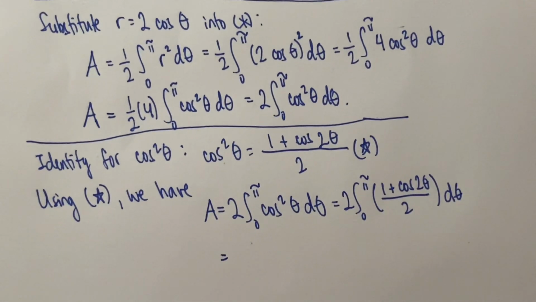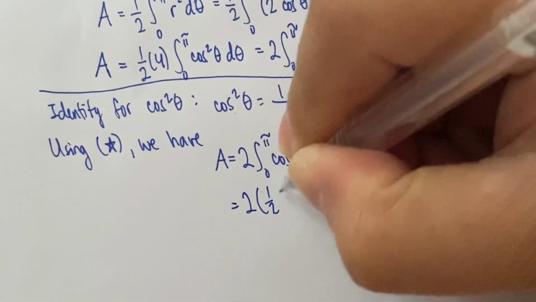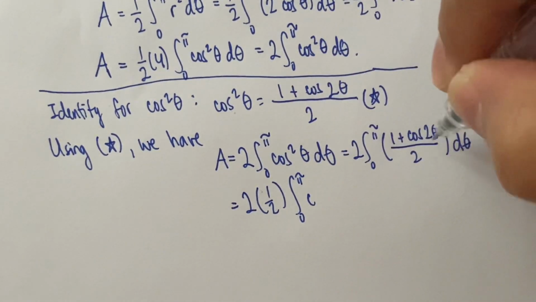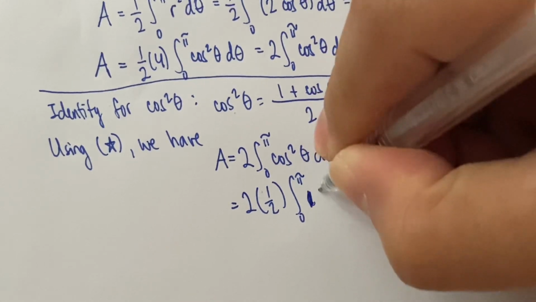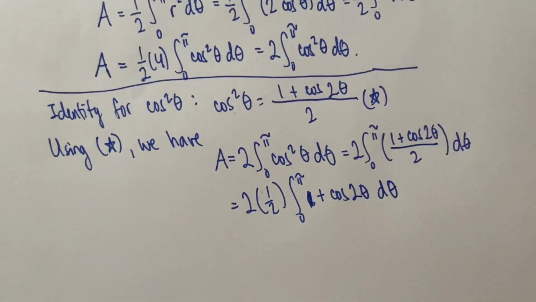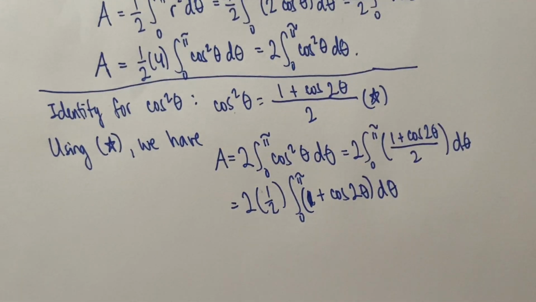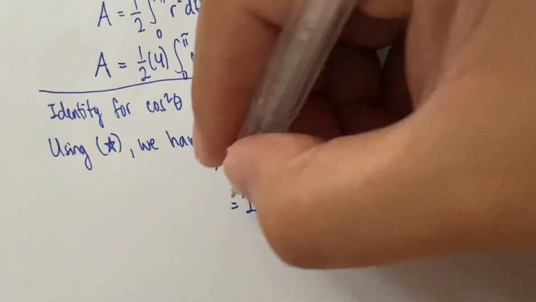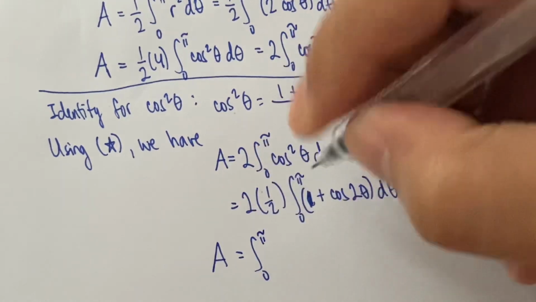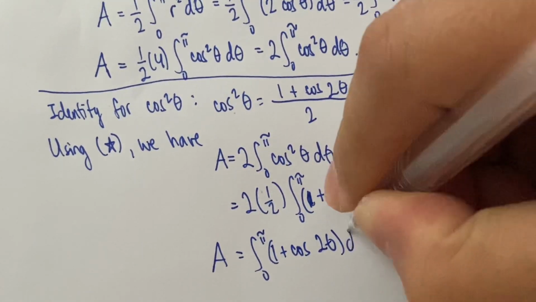This becomes 2 times 1/2 integral 0 to pi. This time it's not cosine squared, it's 1 plus cosine 2 theta d theta. And to erase the ambiguity, I'm just going to put a parenthesis here so that we won't get lost. Okay, so clearly this will become 1. We can clearly have 0 to theta, 1 plus cosine 2 theta d theta.